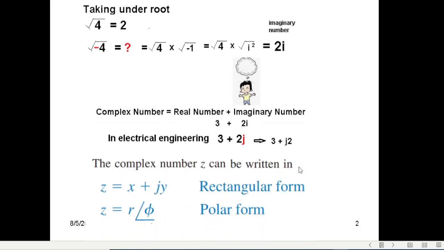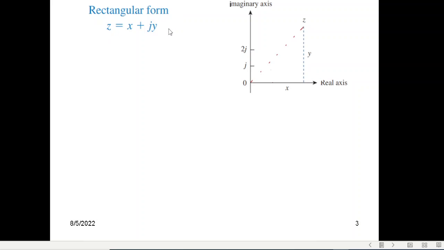Now there are two forms of complex numbers. Actually there are three, but I'll just talk about two. One is called the rectangular form and the other is called the polar form. The rectangular form is written in two parts, the real part plus the imaginary part. So if this is the real axis, and this we assume to be the imaginary axis, x is on the real axis and y is on the imaginary axis, and the sum of the two is z.